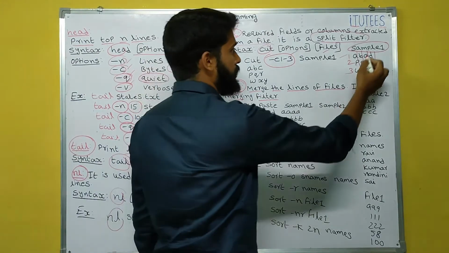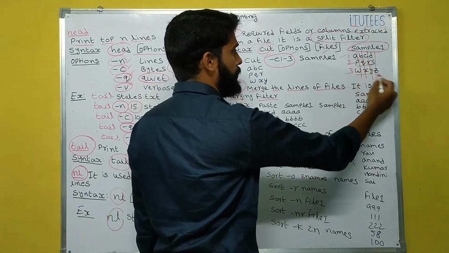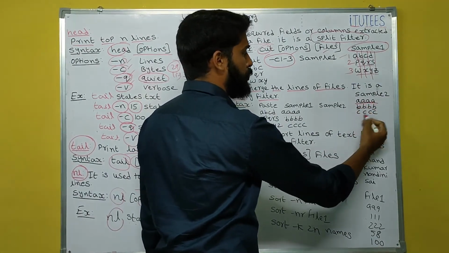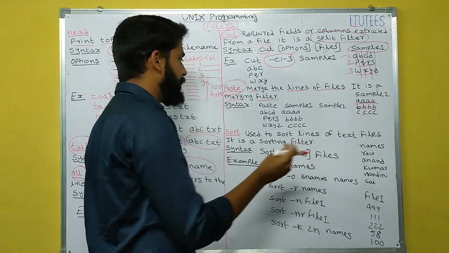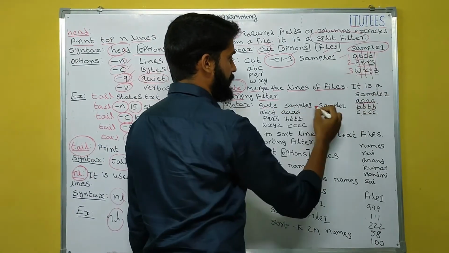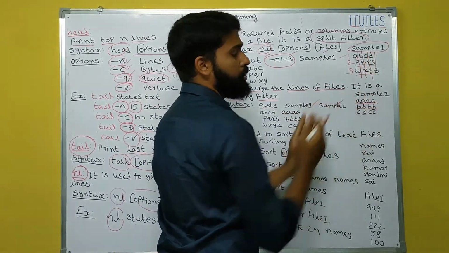Let us assume this is sample1 and this is sample2. In sample1 we have ABCD, PQRS, WXYZ. In sample2, we have four A's, four B's, four C's. I want to merge these two. The syntax is paste, then file 1 and file 2: paste sample1 sample2. Now it merges these two files.